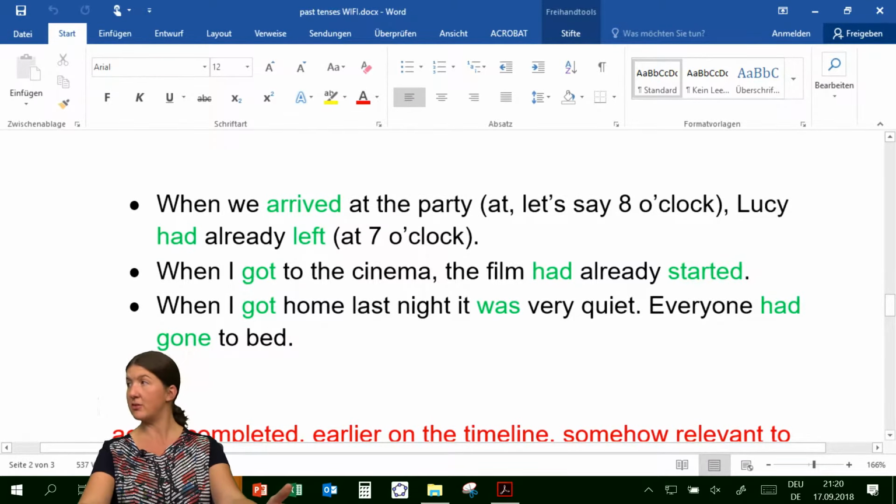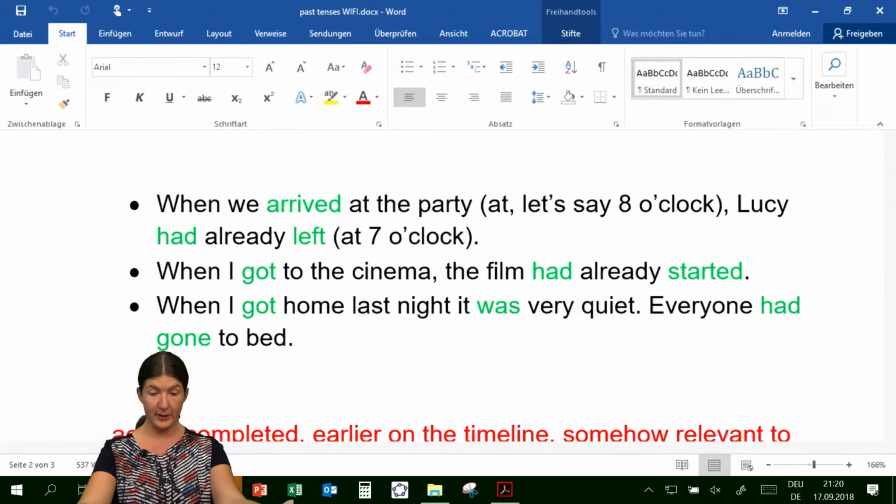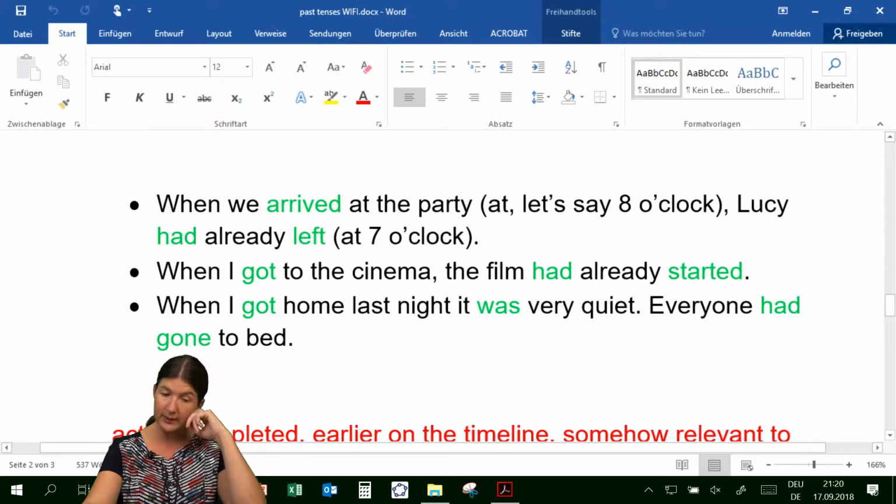In the first sentence you have two time frames. One thing happens at 8 o'clock and the other thing happens at 7 o'clock, just to illustrate what I mean by time frame. So we arrived at the party at 7 o'clock, so that's the past simple thing. That's like the story. We want to tell our audience what happened at the party.